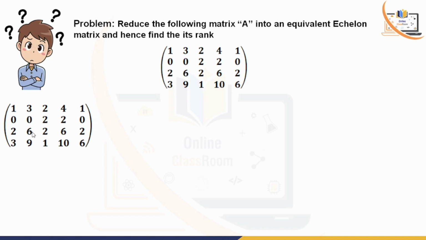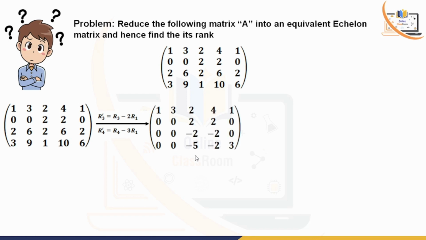That means the first operation is just to multiply by 2 here and subtract from the third row. That means R3 minus 2 R1. That will create 0 in this position. And in the fourth row, if I multiply the first row by 3 and subtract from the fourth row, that will create 0 in this position. So this is the modified matrix. But if we focus on this matrix, still it is not an echelon form. The leading 0s are 2, 2, 2. This is not an echelon form.